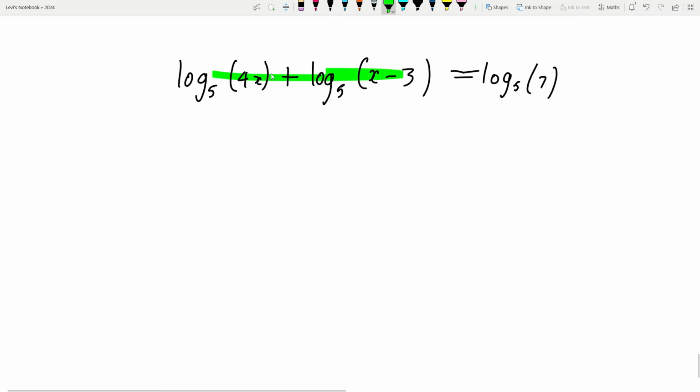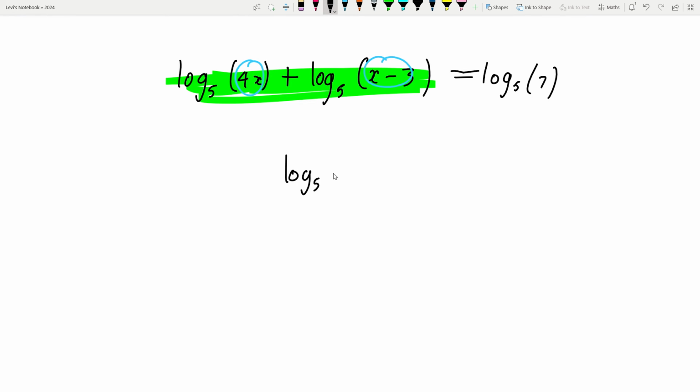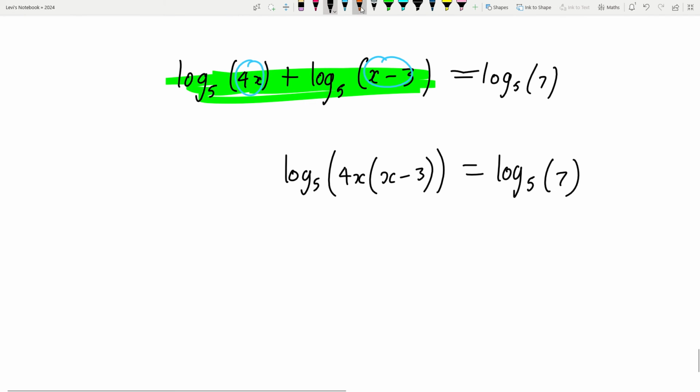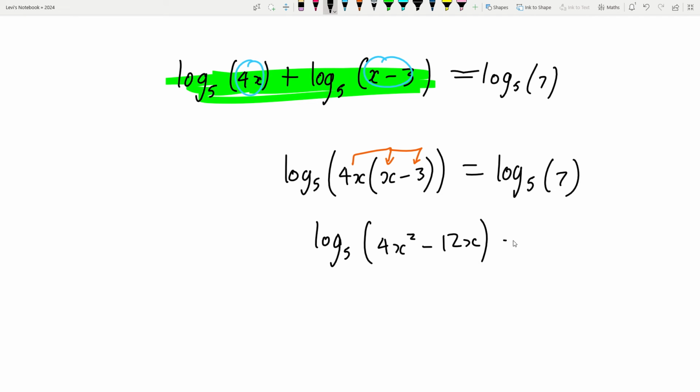So straight away you can combine this side here into a single logarithm, but you've got to multiply what's in the brackets here. Okay, so this can be written as log base 5 of 4x multiplied by x minus 3 equaling log base 5 of 7. Okay, what you want to do next is distribute this to each of the following terms. So you get log base 5 of 4x squared minus 12x equals log base 5 of 7.